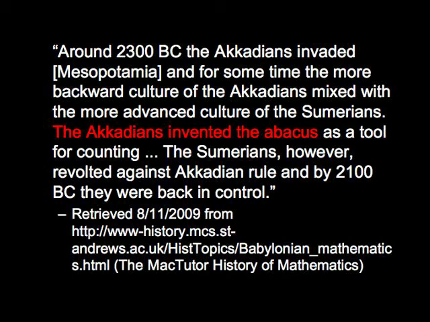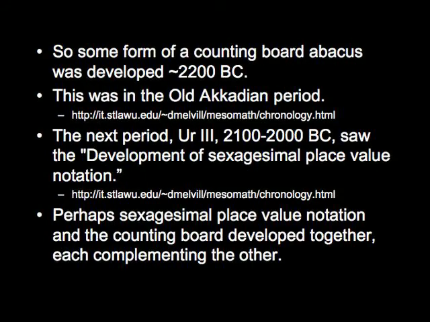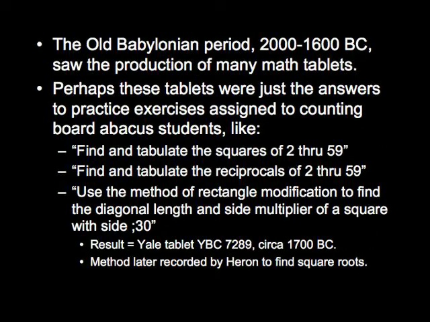The MacTutor History of Mathematics suggests that the Akkadians invented the abacus somewhere between 2300 BC and 2100 BC. Historians call this the Old Akkadian period, and the next period, Ur III, saw the development of sexagesimal place value notation. But perhaps sexagesimal place value notation and the counting board developed together, each complementing the other. The Old Babylonian period was next, and saw the production of many math tablets.